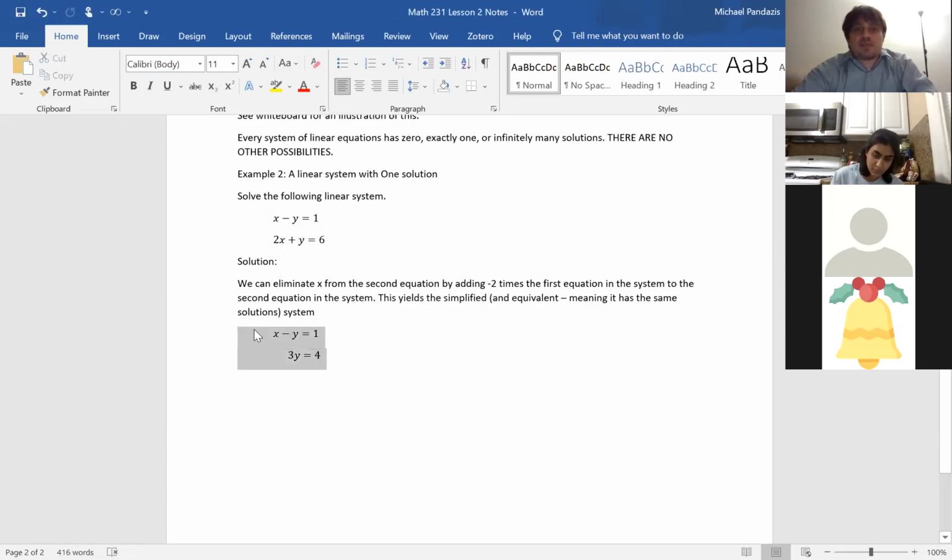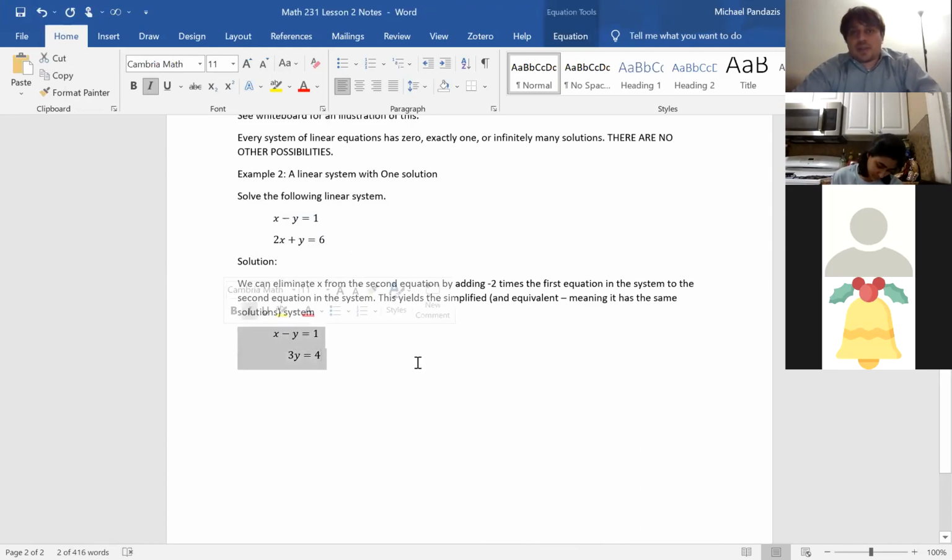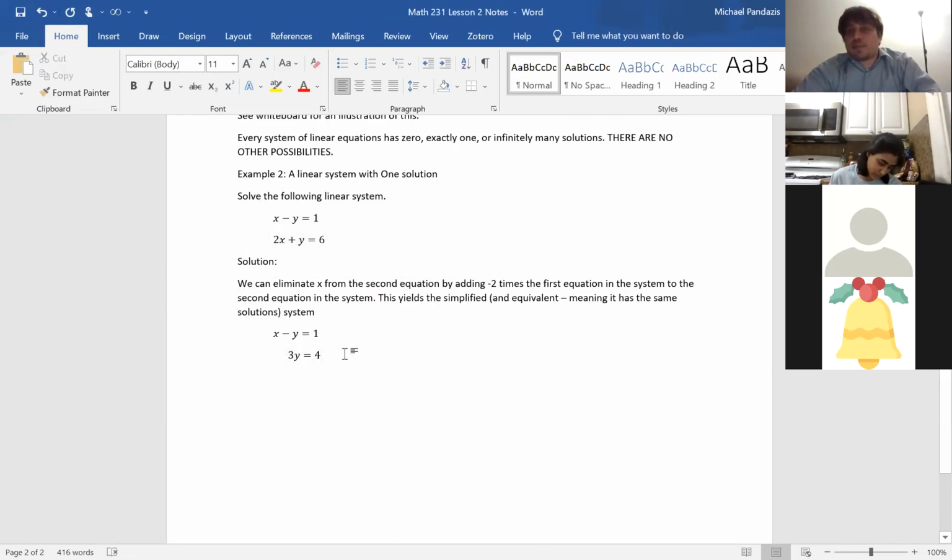So now you have this simplified system with the same solutions as the original system. So the act of adding -2 times the first equation to the second does not change the solutions of the changed system. So even though this system consists of different equations, the solutions to this linear system are the same as the solutions to that one. Okay, and it's a simpler system because the equation 3y equals 4 is obviously simpler than 2x plus y equals 6.